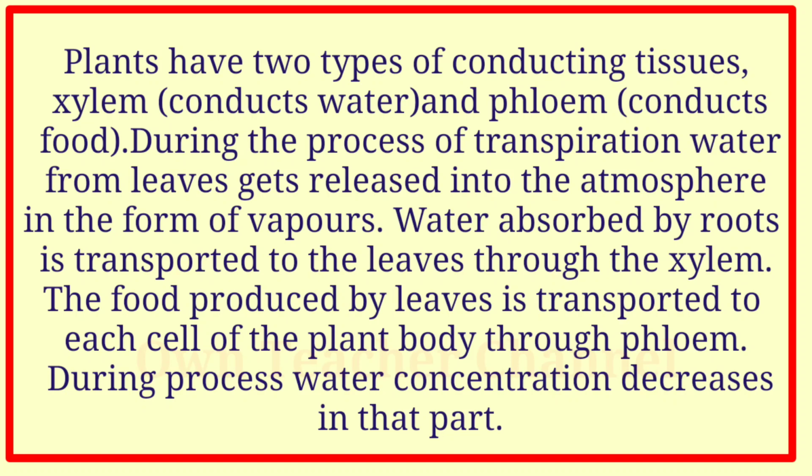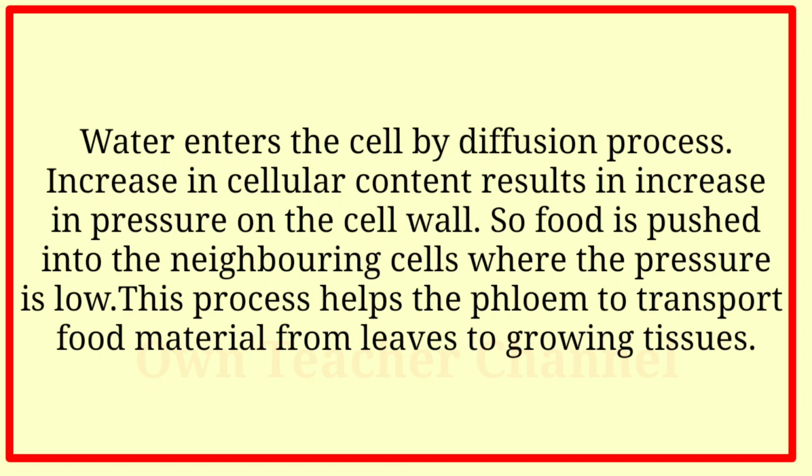During this process, water concentration decreases in that part. Water enters the cell by the diffusion process. Increase in cellular content results in increase in pressure on the cell wall. So food is pushed into the neighboring cells where the pressure is low. This process helps the phloem to transport food material from leaves to growing tissues.